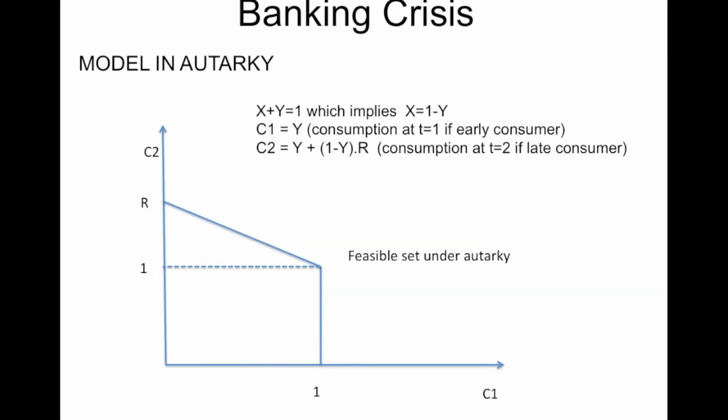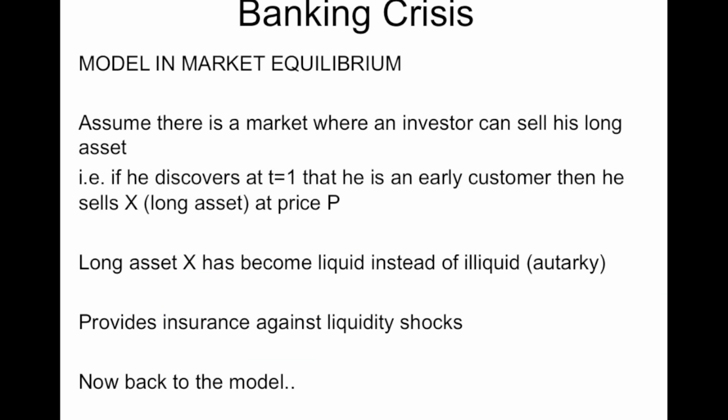So we have seen how the model in autarky works. Now we're going to look at how the model in market equilibrium works. Before, we had assumed that the investor cannot buy or sell his assets. But now let's assume that there's a market where the investor can sell his long assets.